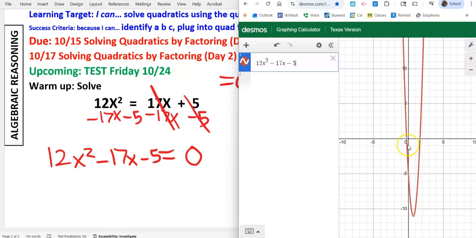So, these are my two solutions: negative 0.25 and 1.6 repeating.